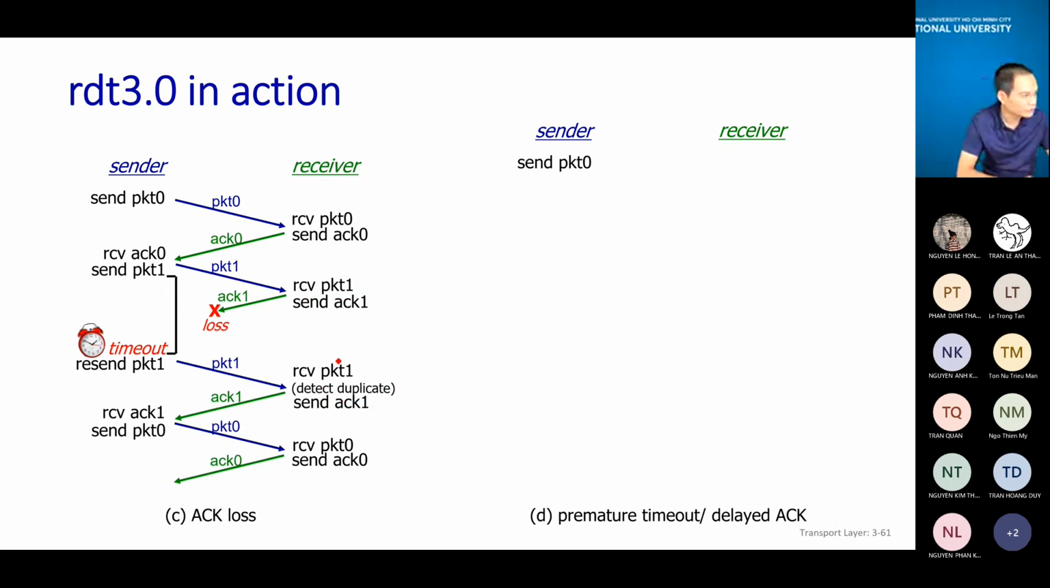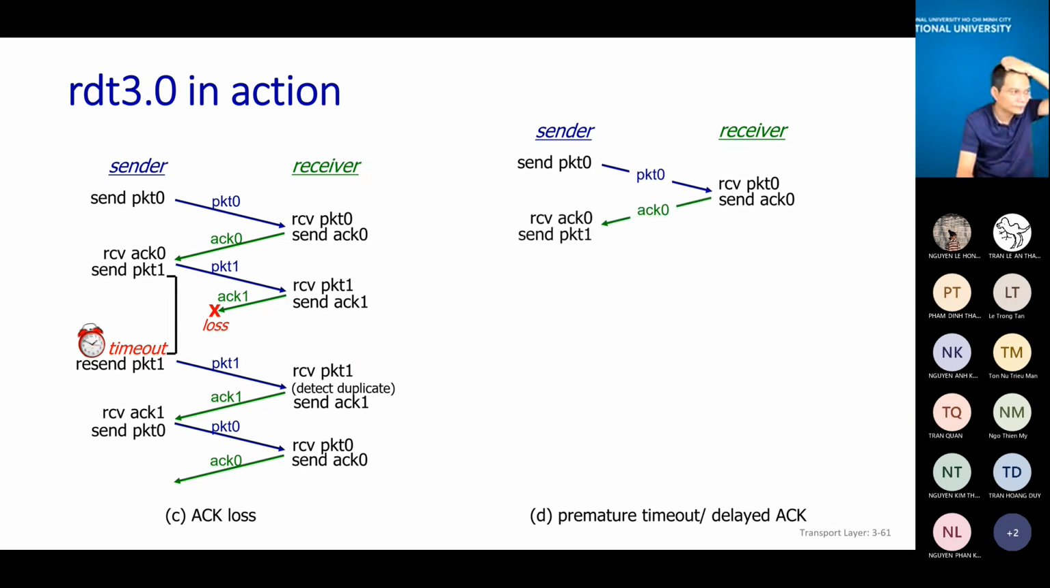For example, let us say we're going to remove this one, so upon receiving this one, we need to send ACK 1 also, and then ACK 0 and so on.